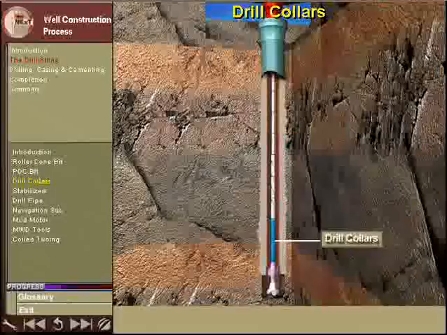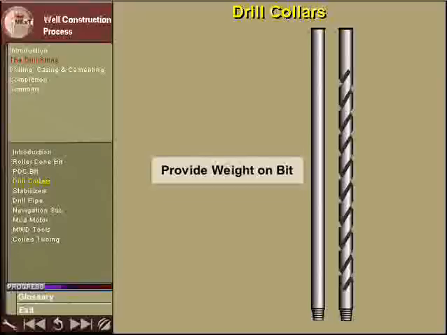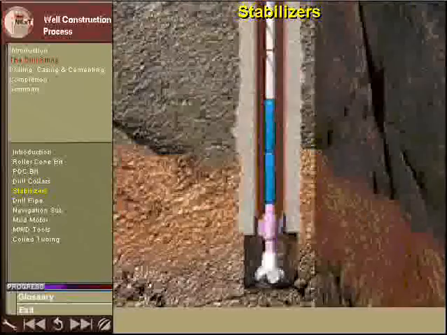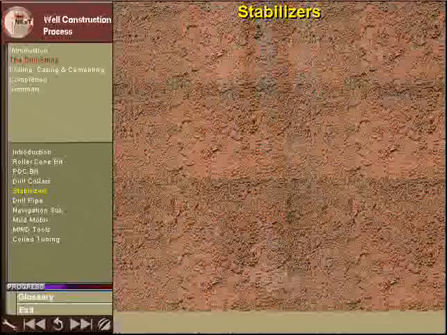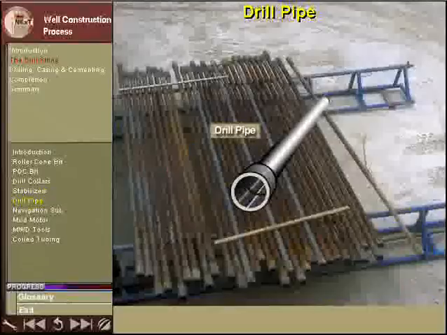Drill collars are very heavy, thick-walled pipes. A typical diameter for a drill collar is 9.5 inches, or 240 millimeters. The drill collars are used to provide the weight on the bit required to achieve the rock-cutting action. Stabilizers are positioned above the bit in the BHA to help guide the bit in the direction it should drill. Stabilizers have blades that centralize the bottom hole assembly in the hole. Drill pipe is thin-walled, lightweight pipe. It is very strong, however.